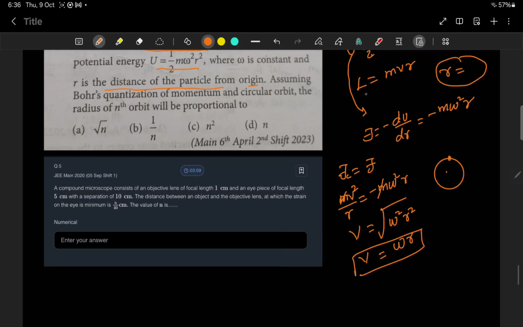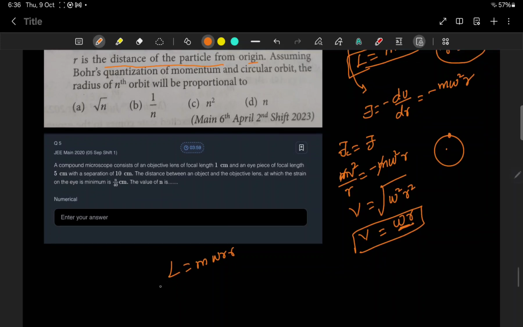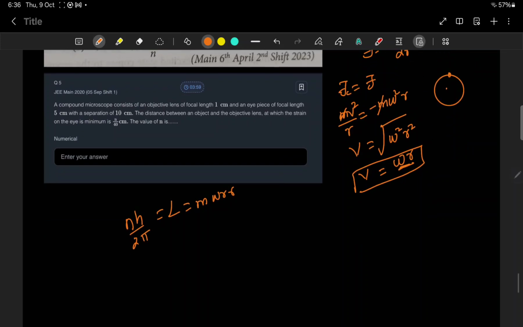So now if you use your Bohr's quantization condition, what will we get? Angular momentum is equal to mvr. Here your v is nothing but omega r. So m into omega r into r. Okay, so this we know, your angular momentum is always nh by 2 pi. So here I have r square, you can bring m omega square into the denominator, so r square is equal to nh divided by 2 pi m omega. So your radius will be root of nh by 2 pi m omega.